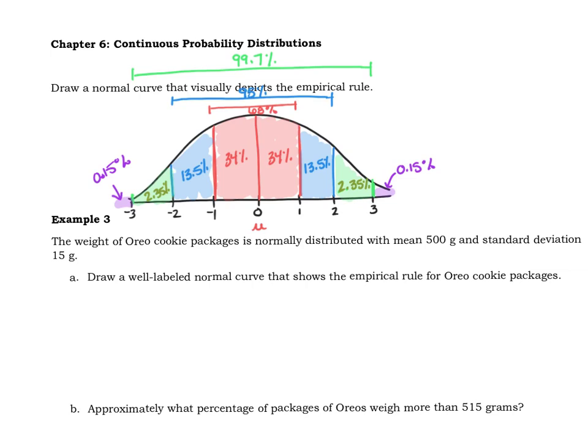Again, this is an approximation. This is called the empirical rule, but it gives you kind of a rough idea of how likely or unlikely something is based on the number of standard deviations you are from the mean.